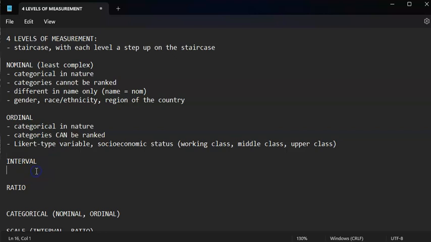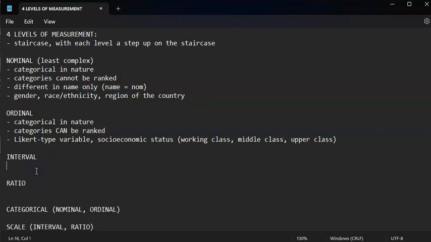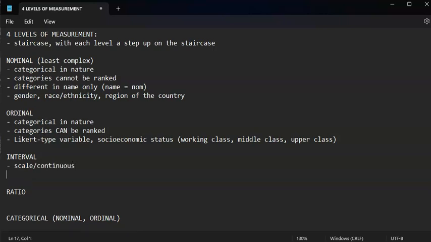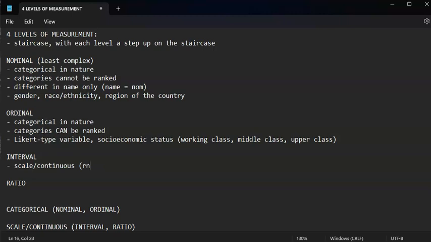Now, if we move into the scale variables, or sometimes we would also call this continuous variables, we have the interval variable. So this is scale or continuous. So think of a range of numbers, like 24 to 345, or 0 to 100 or something like that.